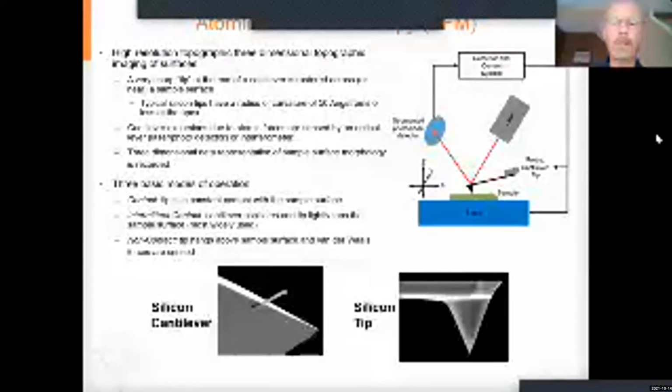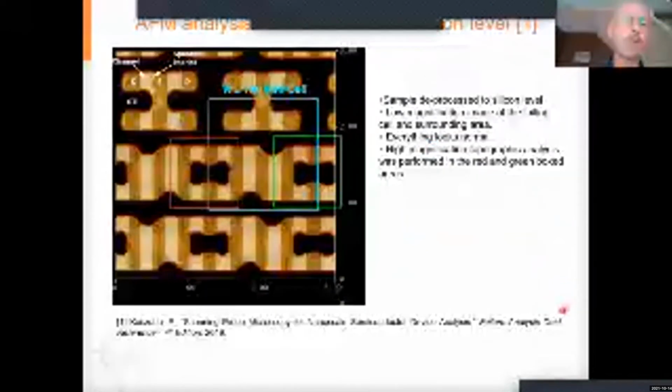First, what I'm showing here is just an overview of the AFM technique. I'm not really going to spend any time on this. This is there for your reference to look at after the talk. So let's go right into an example here.